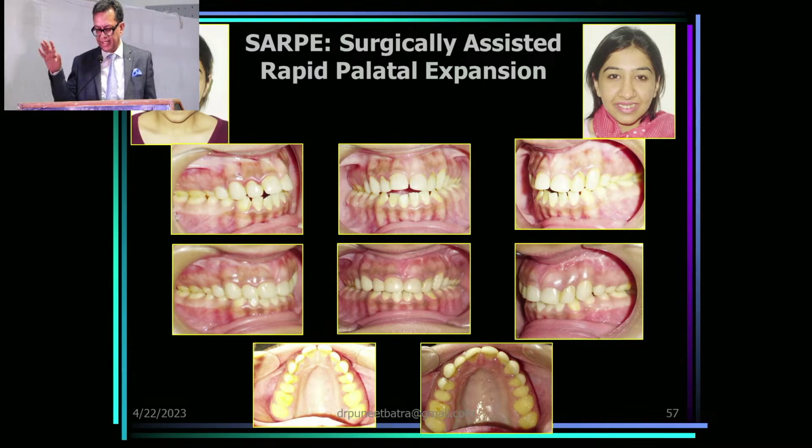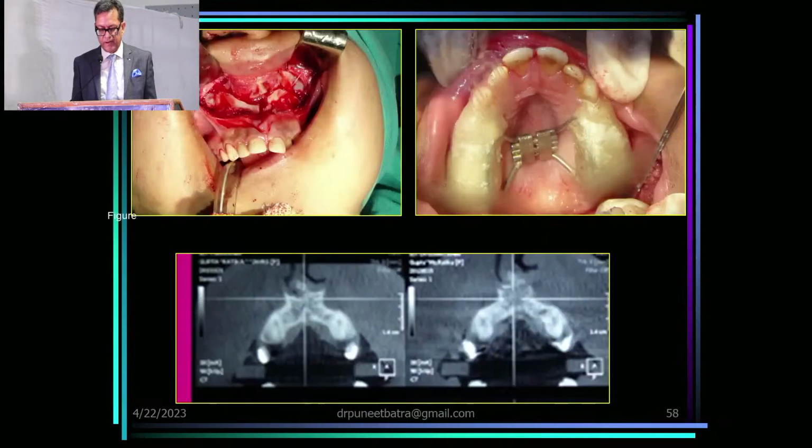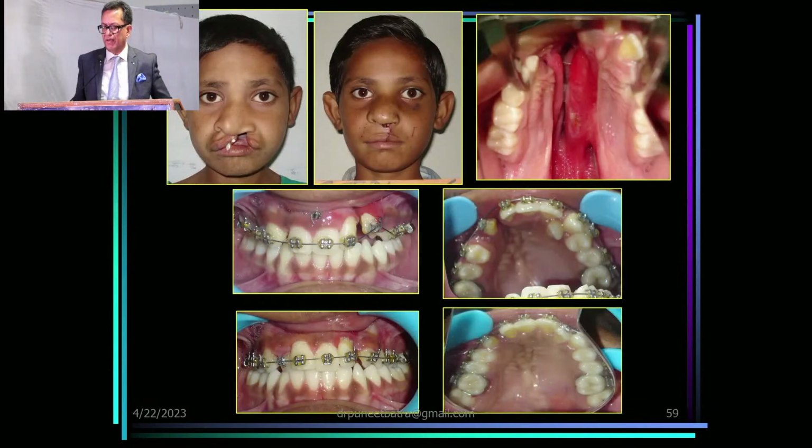Similarly, SARPE. What is SARPE? SARPE is surgically assisted rapid palatal expansion. A patient has very small teeth. Even the smallest of brackets will not be able to bond on these teeth. So what have we done? We have done a surgical correction with a splint, expanded, and then the patient's bite has closed just by the SARPE appliance. So you can have a look at the cone beam CT scan pre and post and see how much bone has been formed in the mid-palatal suture area.